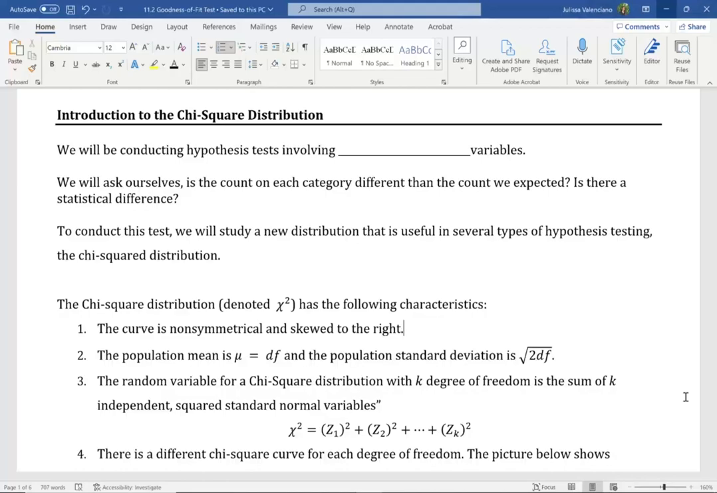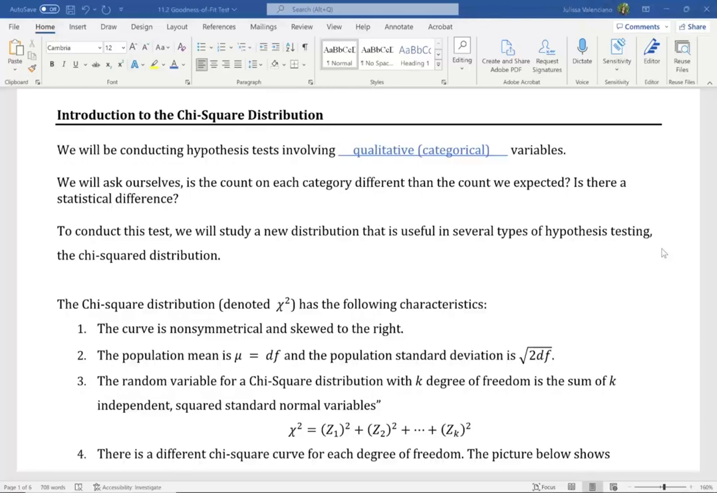Let's start by talking about when we use the chi-square distribution. We're going to be using the chi-square distribution when conducting hypothesis tests involving qualitative variables, also known as categorical variables. And so again, this is really important. If you're conducting a hypothesis test and you notice you are working with qualitative variables, then you know that you need to use the chi-square distribution. Recall that when we were looking at numerical variables, we were using the normal distribution, the t-distribution. Now that we're going to do hypothesis testing for qualitative variables, we're going to be using the chi-square distribution.